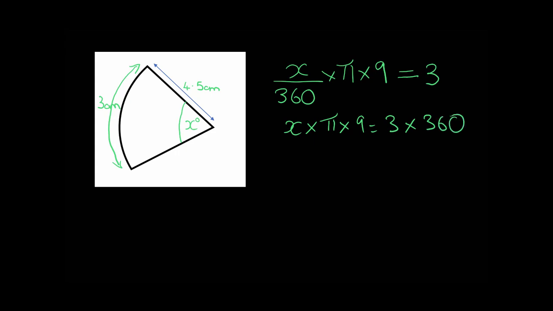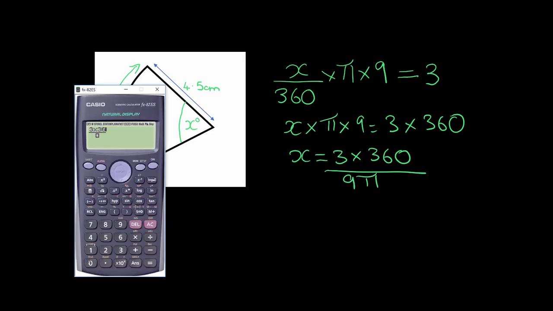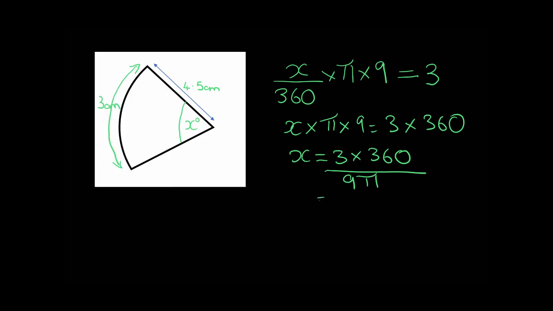We've got 9 pi times x, so we'll divide by 9 pi. So that means x will equal 3 times 360 divided by 9 pi. 3 times 360 over 9 pi. Our angle here is 38. I'm going to do it just to the nearest whole one for the angle. So our angle is 38 degrees.